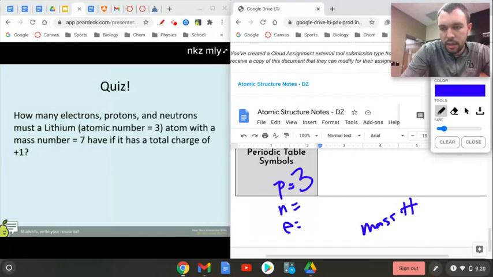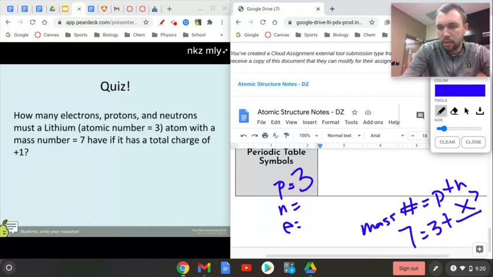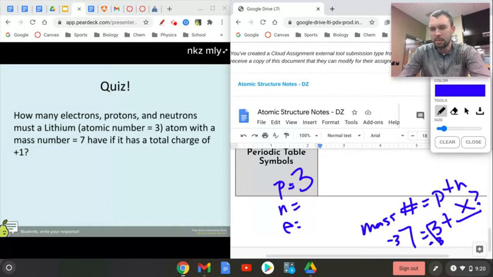Remember, mass number equals protons plus neutrons. So if I replace that, mass number is 7, protons is 3. 3 plus x, 3 plus question mark, equals 7. We can mathematically solve and subtract 3 from both sides, or sometimes it's just easier to do in your head. 3 plus what equals 7? The answer would be 4. So we have 4 neutrons in this case.